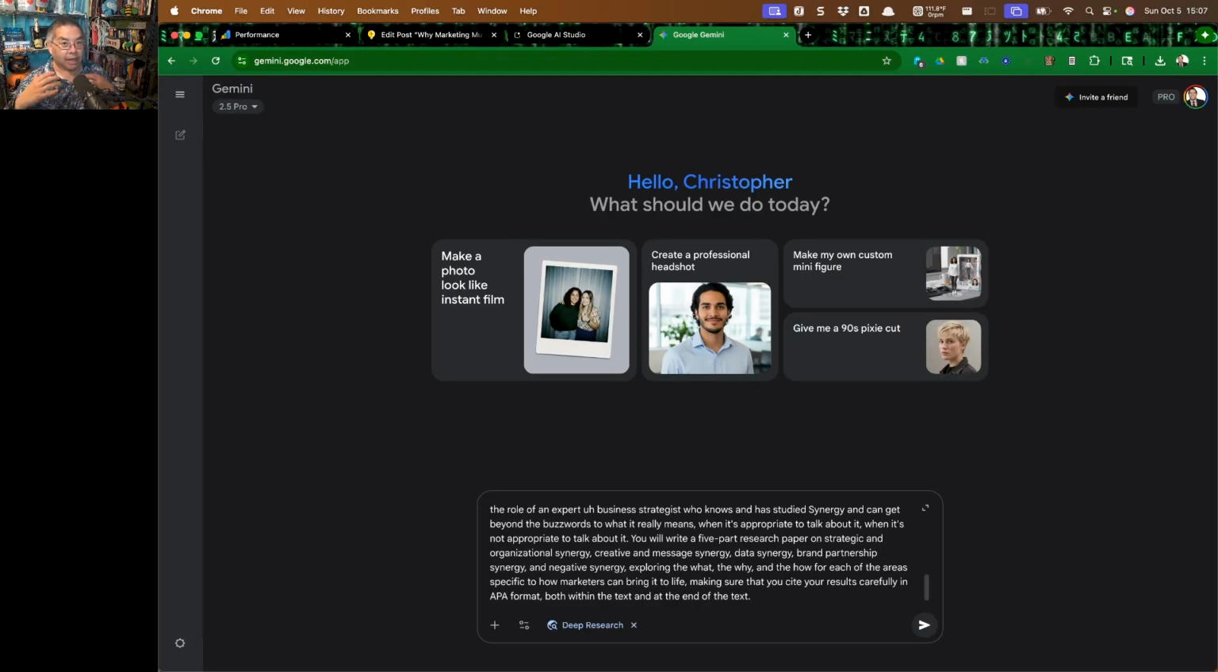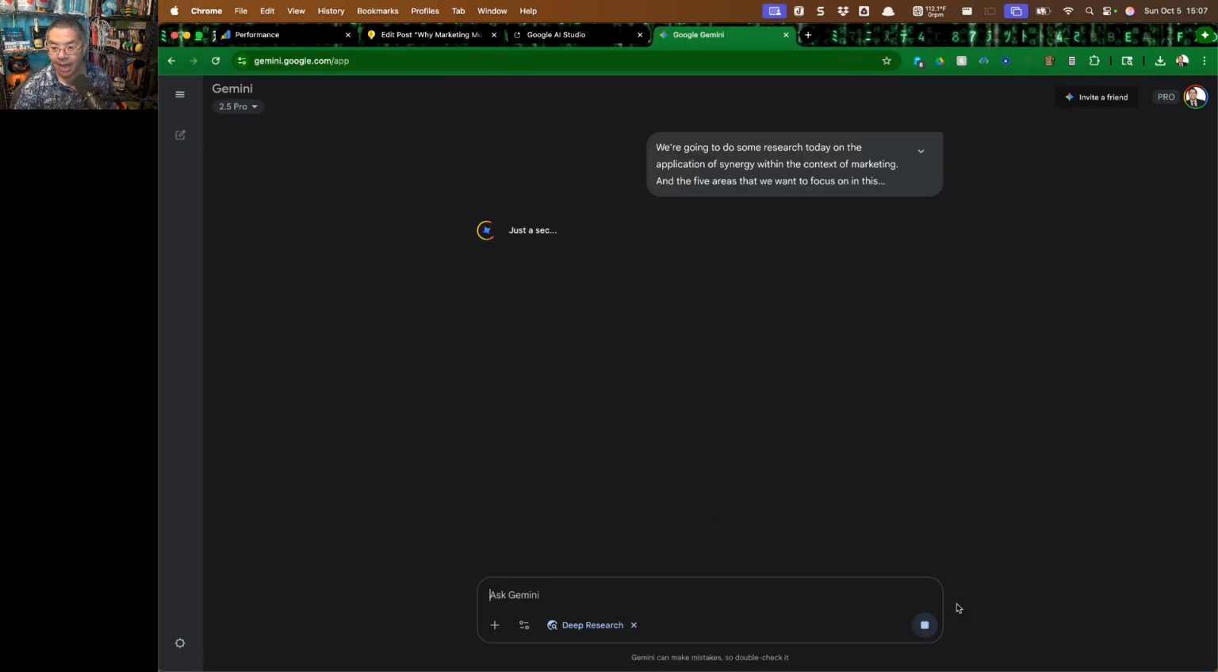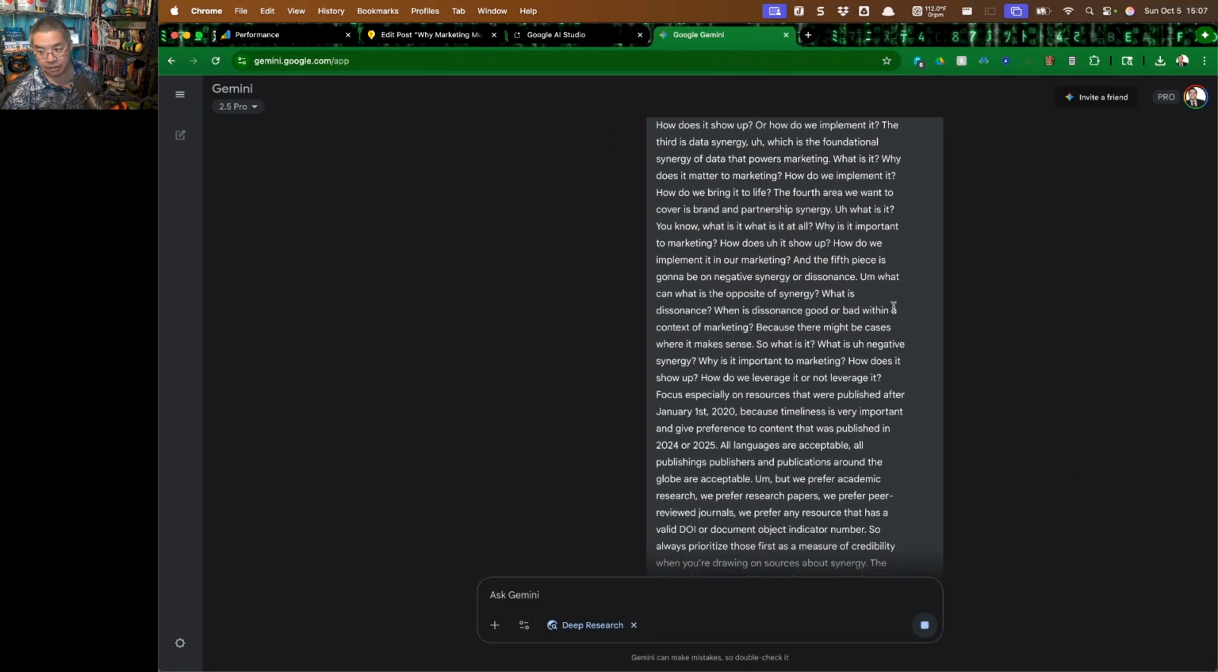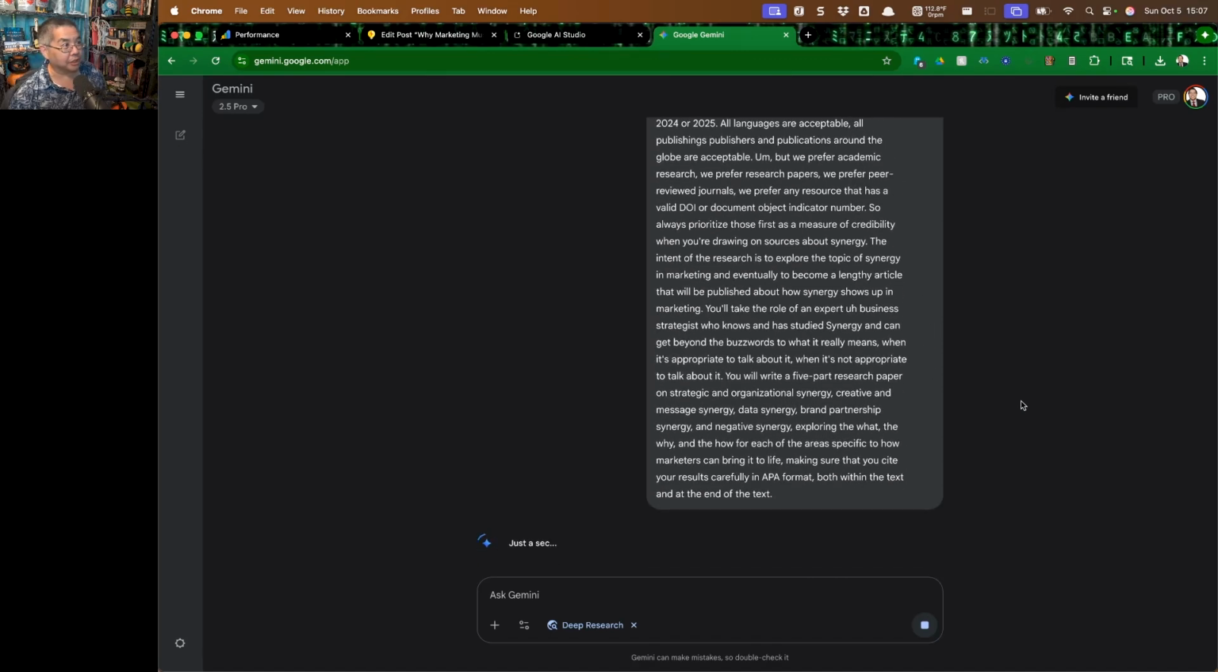So we've now gone and given it the 6 parts of the CASINO framework: context, action, scope, intent, narrator, and outcome. You can see this is a fairly long prompt, right? This is not your typical "make me a paper about synergy," which is what a lot of people do wrong with deep research. Deep research thrives best when you give it lots of guidance.